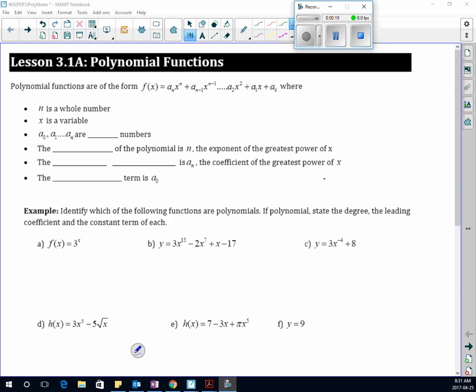So you'll notice that the x's go down in degree, yes? The x exponents go down in degree. So the thing to make it a polynomial is these powers here, n minus 1, etc., has to be a whole number, okay? And x is the variable. A naught, a1, blah, blah, blah, to an are rational numbers, okay?